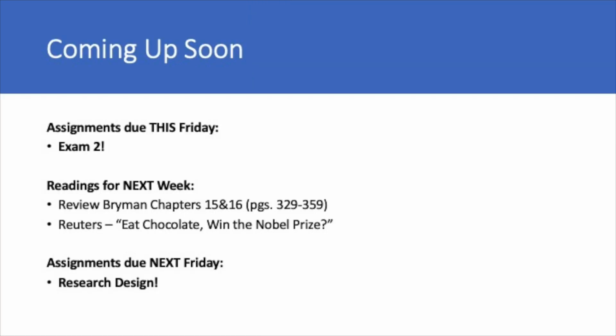Here's a glimpse of what's coming up in the next couple of weeks. First, as I mentioned at the beginning of the module, you have exam 2 due this Friday. It will be posted on Inquire by Tuesday night. Your readings for next week are first, reviewing Breiman chapters 15 and 16. I know you've already done this a couple times. Focus in particular on the sections about bivariate analysis, because that's what we're covering next week. And then your second reading is a Reuters article called Eat Chocolate, Win Nobel Prize.